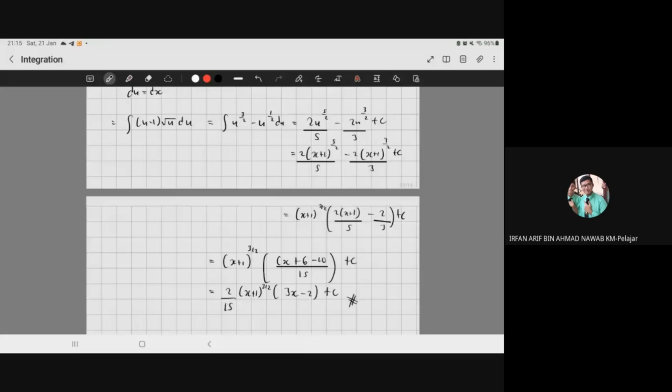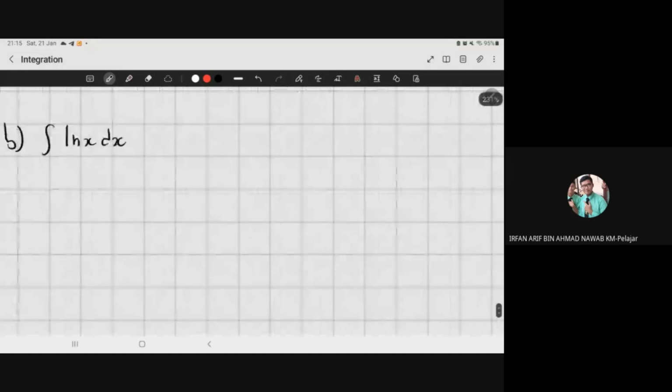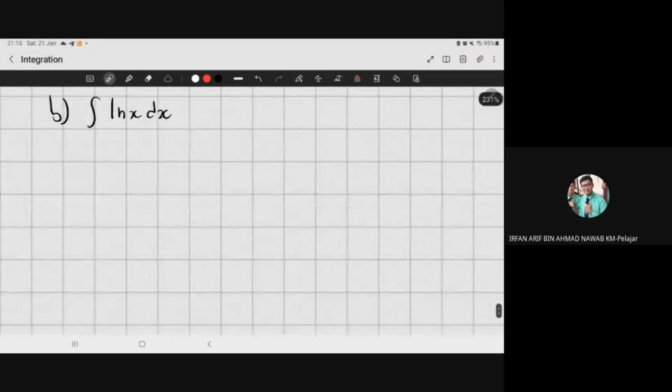Okay, so let's evaluate this integral. We have been given an integral which is ln x dx. Now, obviously, we can't use substitution because there is nothing to substitute, and we don't have the formula to evaluate this integral. So how do we do it? By using the second technique of integration, which is integration by part.